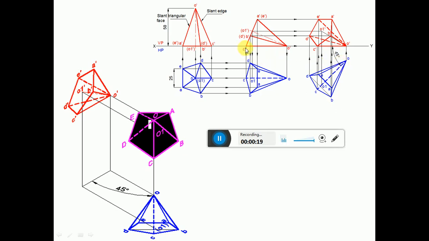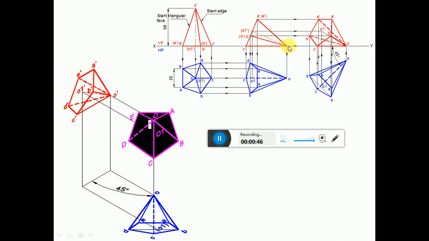So in the second position, you can see here the slant edge is resting on HP. Since the slant edge is resting on HP, obviously the axis will be inclined to HP. Since the axis is inclined to HP, you are getting the apparent length here. The apparent length will always be less than the true length of the axis.